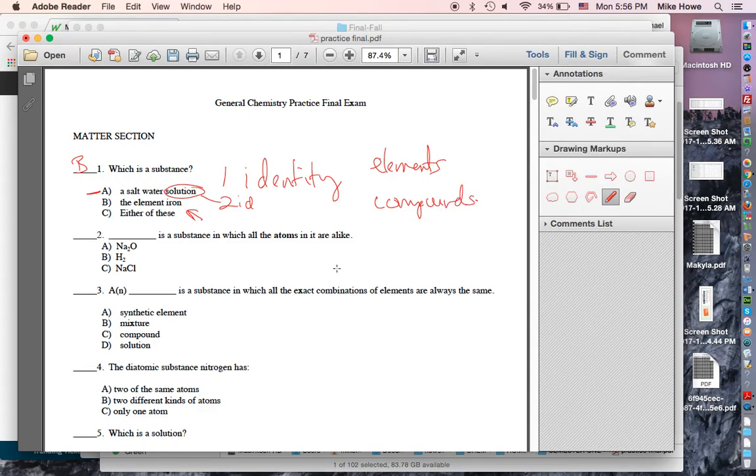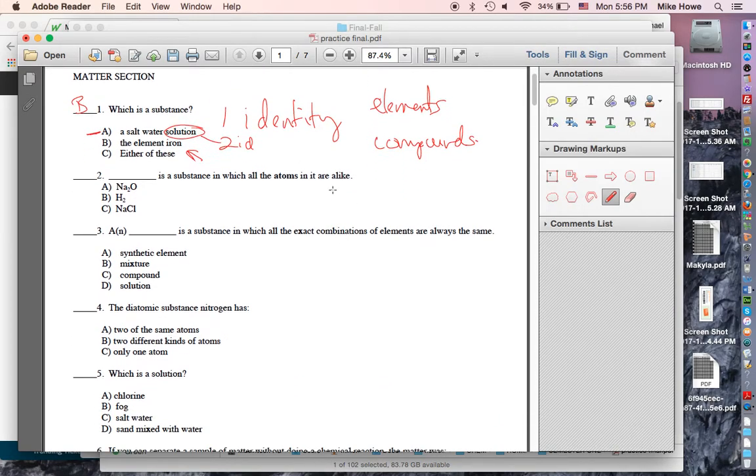A substance in which all the atoms are alike, if all atoms are alike, that means that they are elements because there's only one kind of atom. So you've got to look for the element over here. That'd be hydrogen, so that's B. The key thing you need to know is that if the atoms are all alike, it's called an element. If the exact combination of elements is always the same, that would be a compound. So that's C.